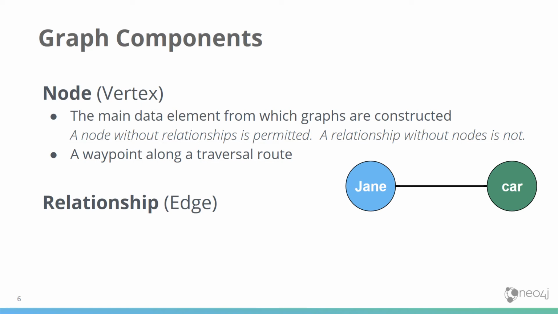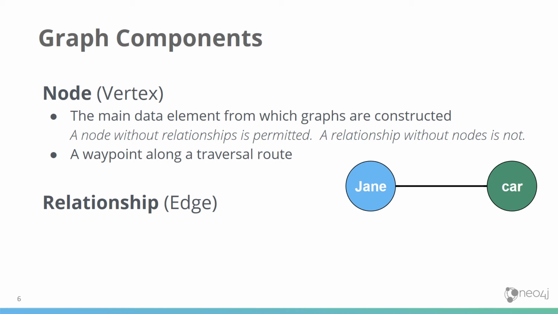Now, the original mathematical terms are vertex and edge, and in some graph tools, you will see the terms vertex and edge. I've used other tools, and node and relationship seems to be pretty common.